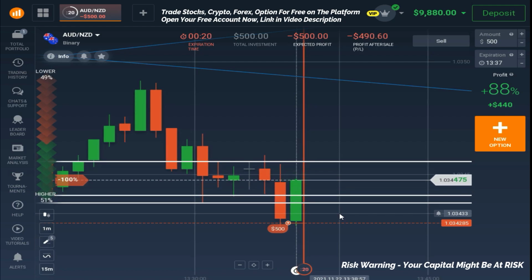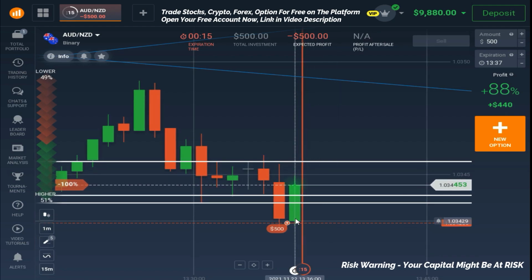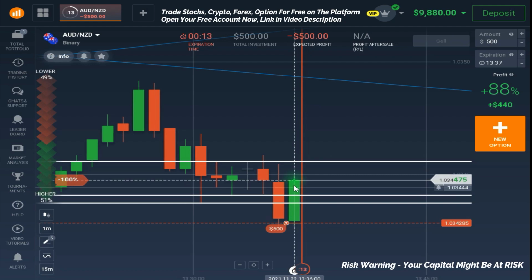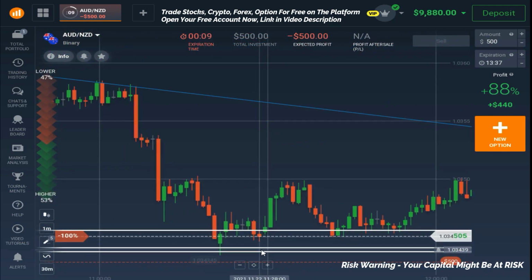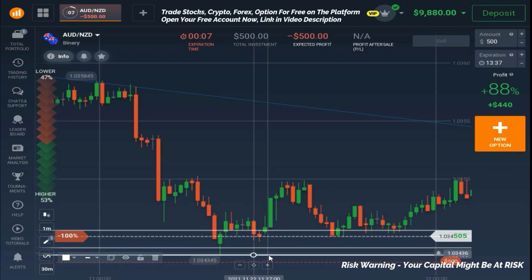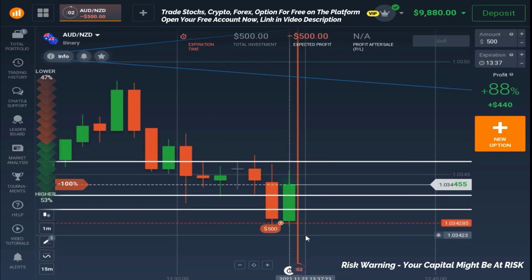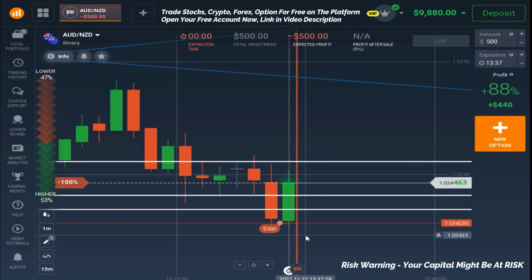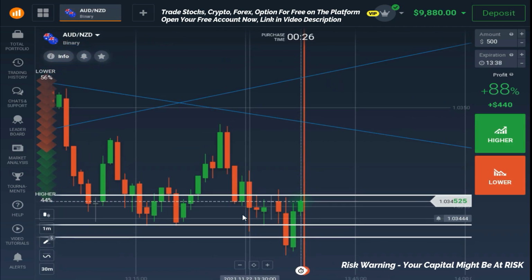So let's wait. Right now it looks like we are going to lose this trade, as the market reverses very quickly, and it might be because of this wick, but I'm not sure. Okay, so it was a clear breakout, no worries. And yes, we have lost this trade, so no worries.